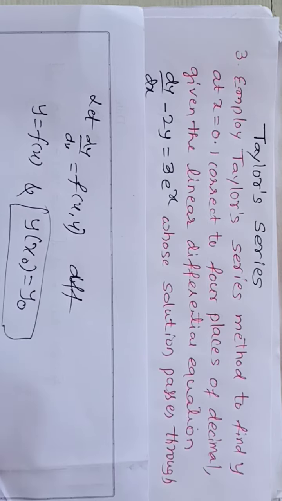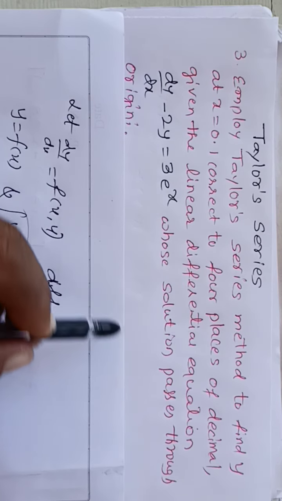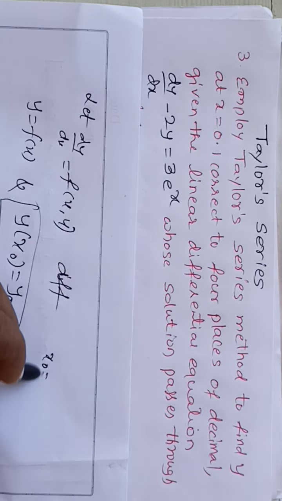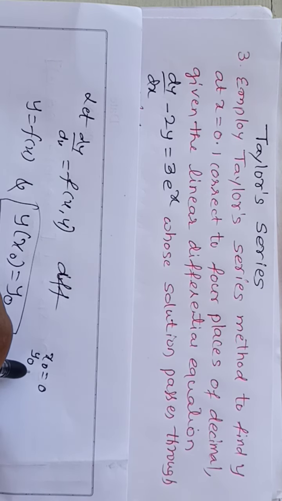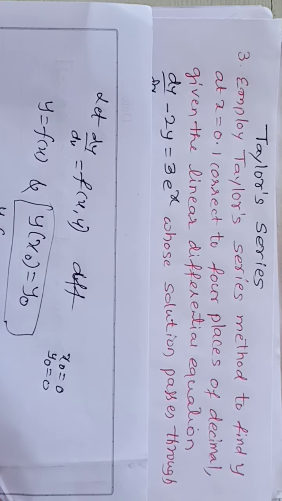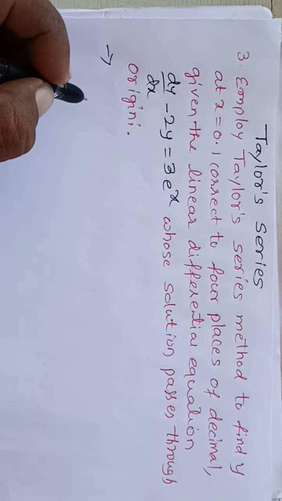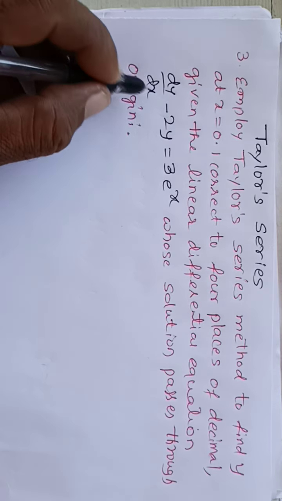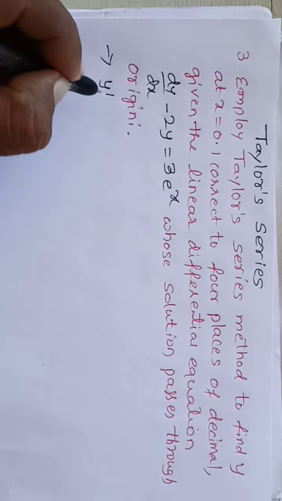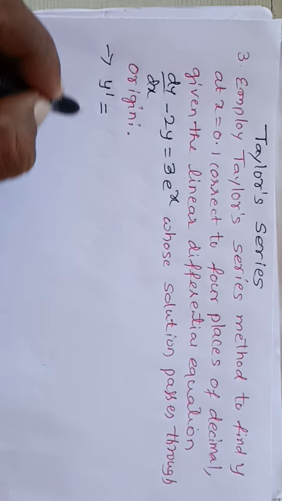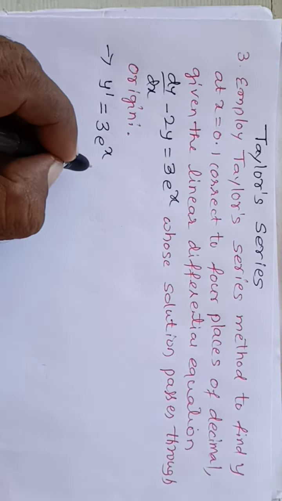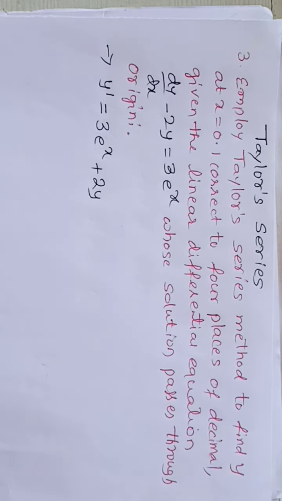That means here in the problem the solution passes through origin, means x naught is 0, y naught is also 0. That means y of x naught is 0. Y of 0 is equals to 0. This is the given data. So first we have to write the given data. First you write this one. Dy by dx means y dash. Y dash is equals to 3 into e raised to x plus 2y.